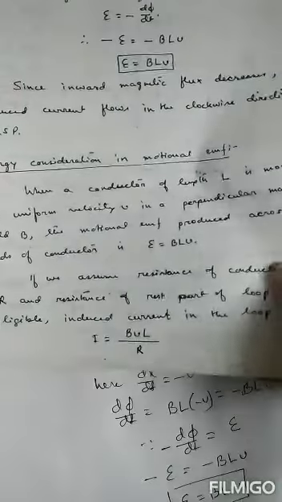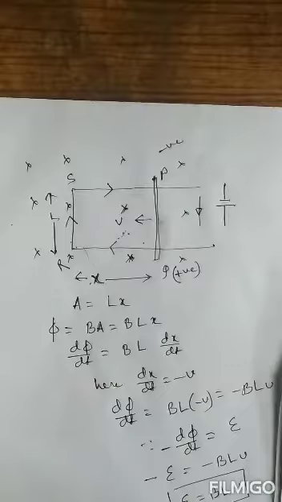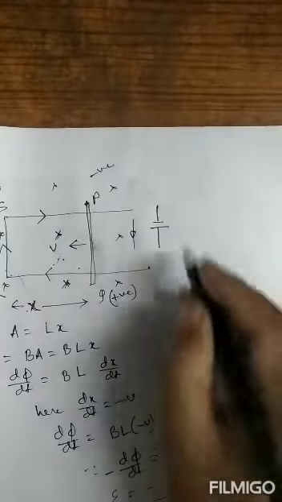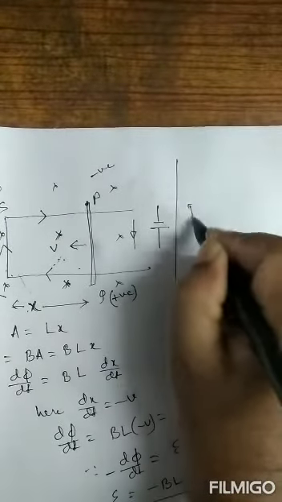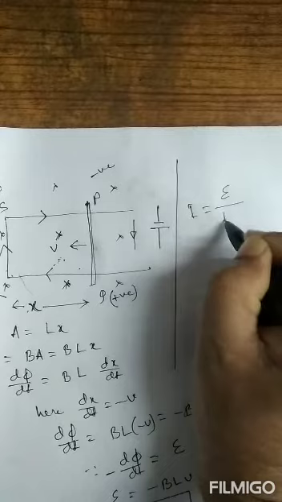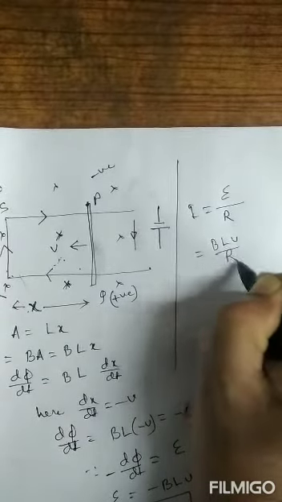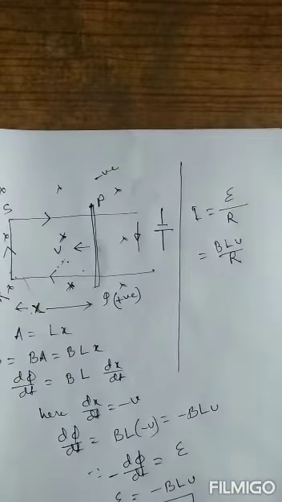So what is the current through the conductor PQ? The current through the conductor PQ is EMF divided by resistance, so it is BLV by R. This is the current through the conductor PQ.